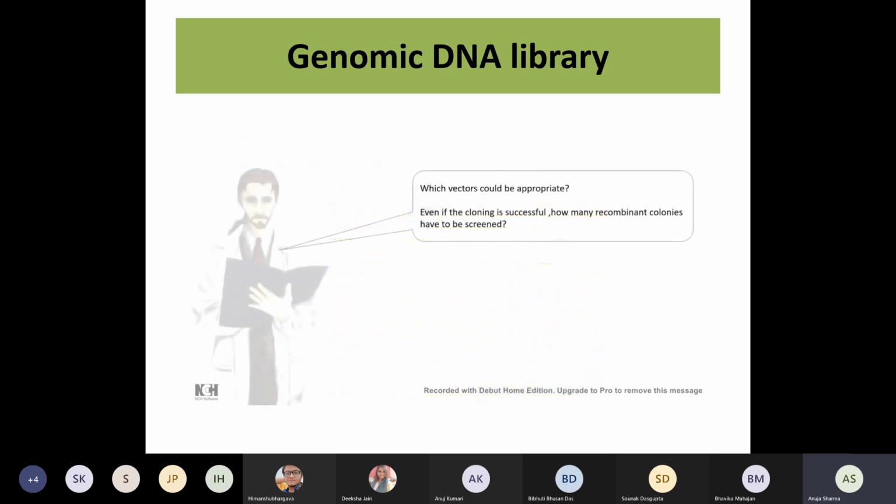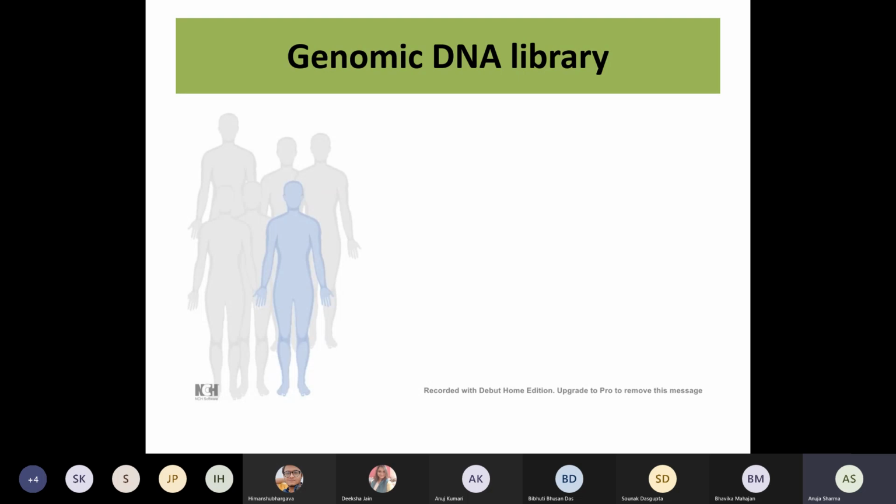Now scientists were always bothered that if we try to approach this problem, we should first understand what vector to use. Second, even if the cloning is successful, we should devise an efficient strategy. And before that, we should have an estimate of how many recombinant colonies we have to screen. So these were the challenges at that era.